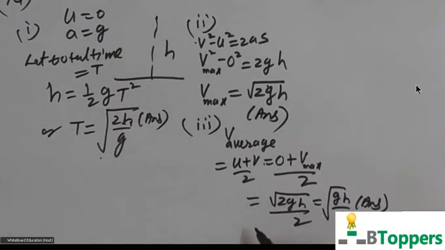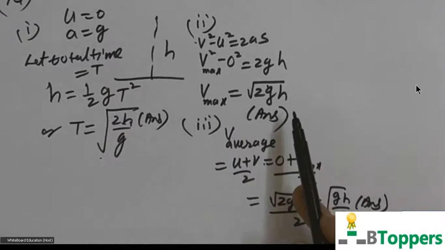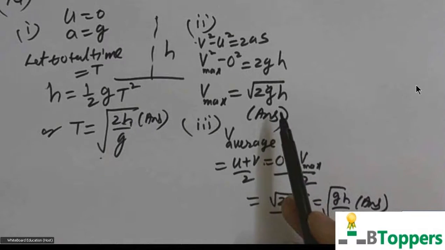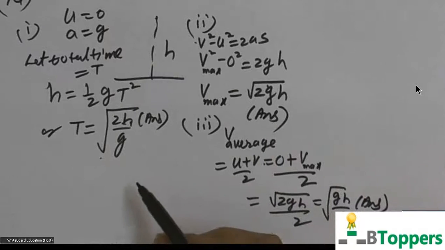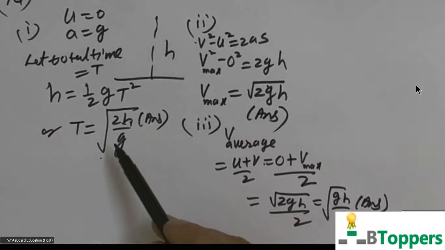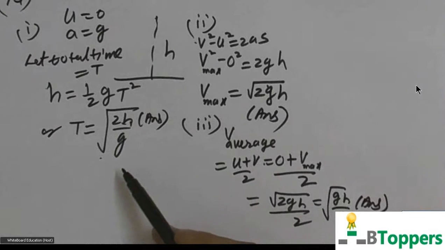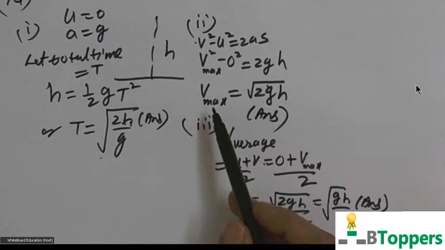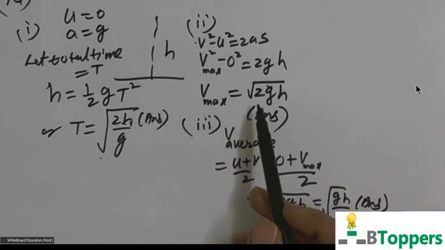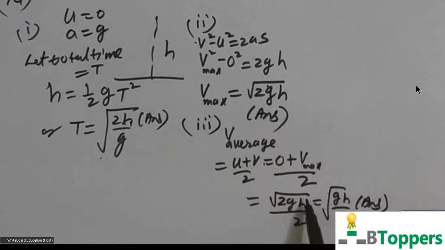All these three results we can straight away use in some of the objective type questions to solve faster. That is, when the body falls freely under gravity from height h above the ground, the time taken to reach the ground is root of 2h by g. And the magnitude of the velocity just before it strikes the ground is root 2gh. And the magnitude of the average velocity during the free fall is root of gh by 2.